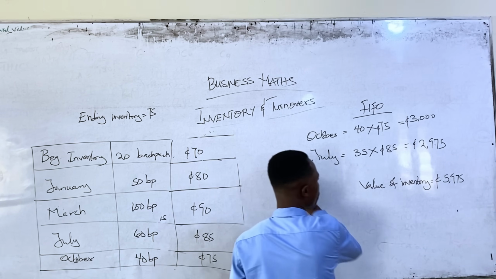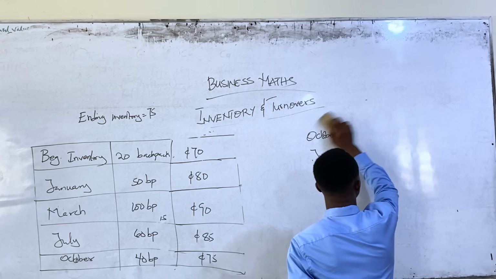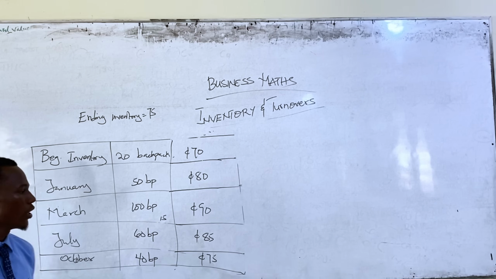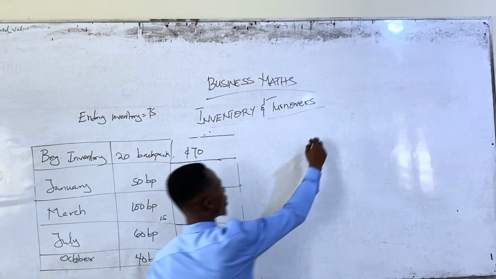So that is it for FIFO. We are done with FIFO. If you don't understand anything, you put it under the comment section and I will attend to you. So we are done with one method. We are going to another method, which is LIFO.